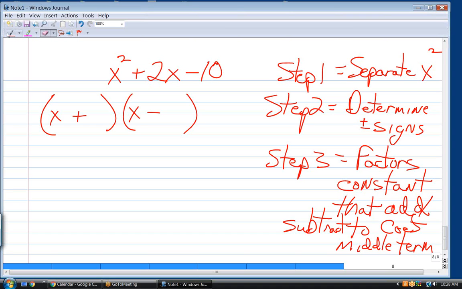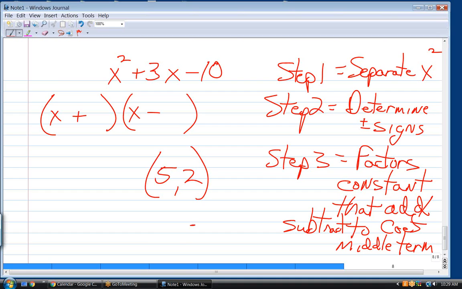So what are the two numbers? I need factors of 10. When I say factors of 10, I mean two numbers that multiply to 10. Excuse me, I meant to put a 3 there. Sorry, I didn't mean to confuse you. So I need factors of 10 that subtract to 3. Well, that's 5 and 2.